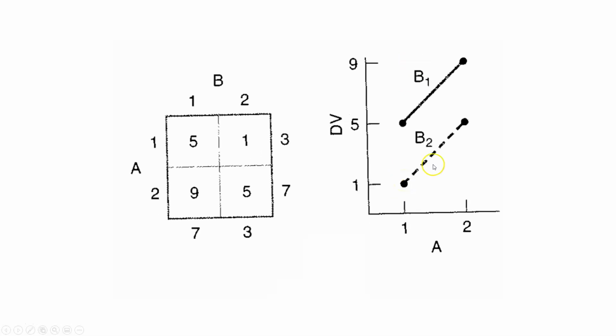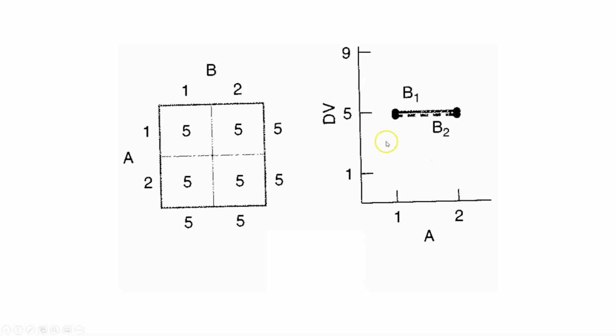Alright, work through this example. Is there a main effect of A? Is there a main effect of B? Is there an interaction? Hopefully you saw that there is a main effect of A because 3 and 7 are different. There is a main effect of B because 7 and 3 are different. But there's not an interaction because those lines, again, are parallel.